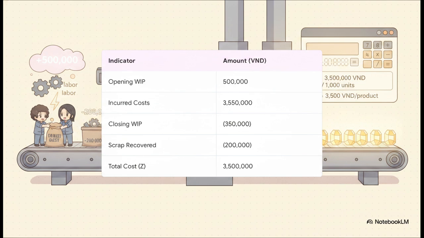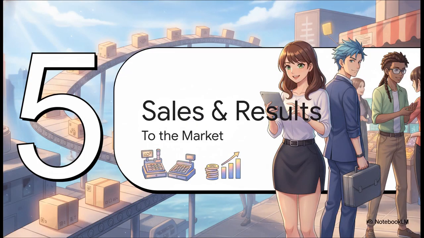Divide that 3.5 million by our 1,000 units, and our unit cost is a perfectly precise 3,500 VND per product. It's incredibly logical when you break it down. All right, moving to Section 5, Sales and Business Results, taking it to the market.